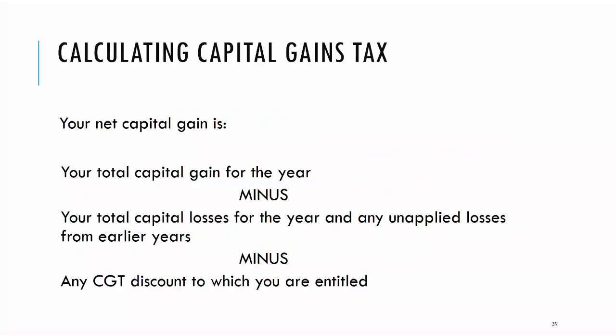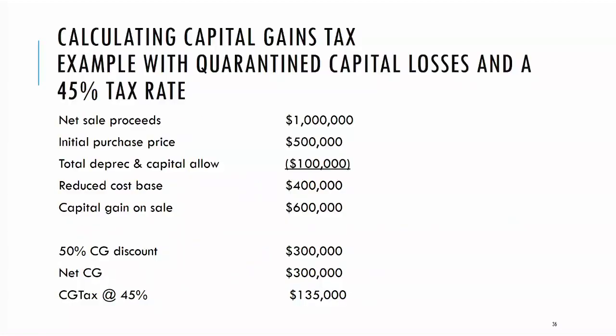Calculating capital gain tax. Your total capital gain for the year, subtract your capital losses for the year and any unpaid losses from earlier years, and you get the capital gain tax you are entitled to. For example, the tax rate is 45%. Net sale proceeds 1 million. Initial purchase price 500,000. So how much is the capital gain?